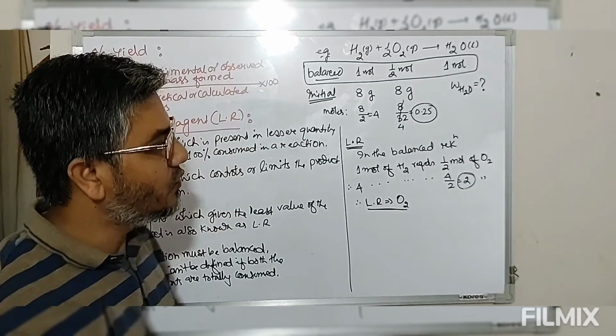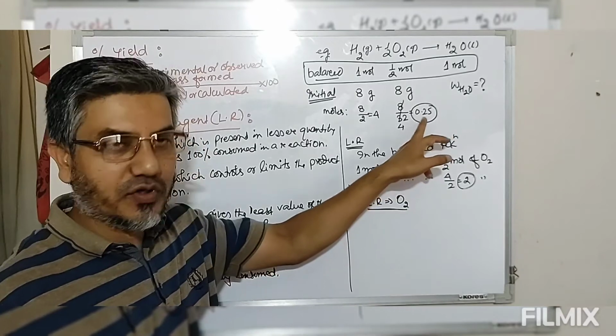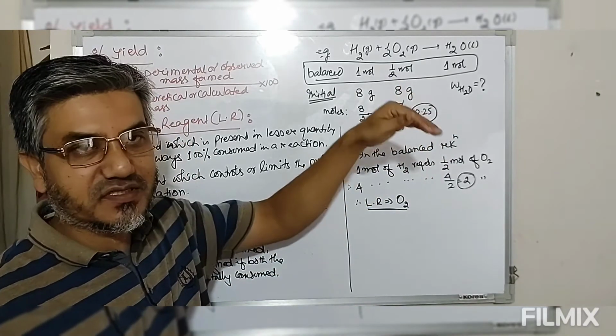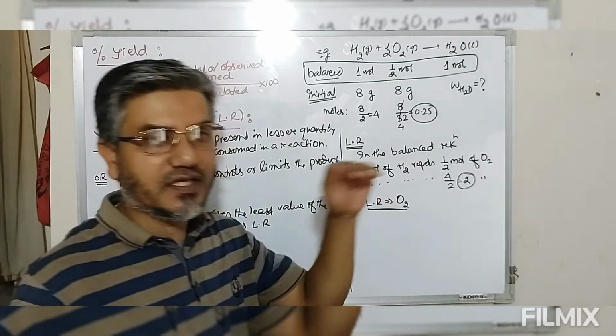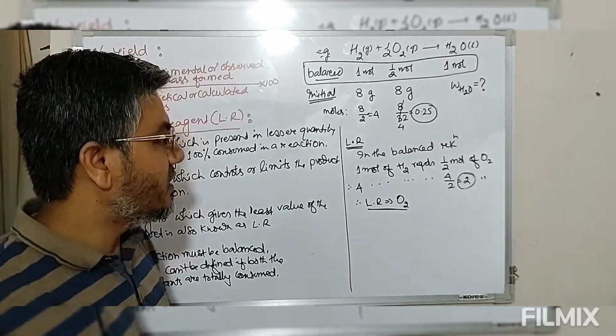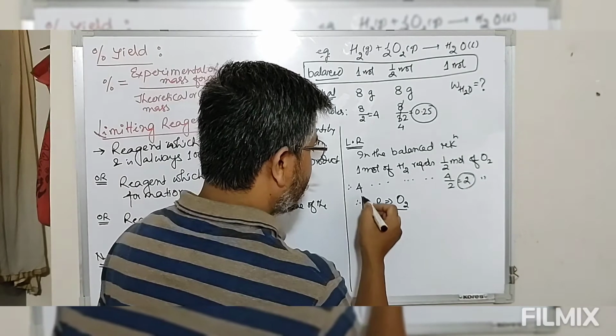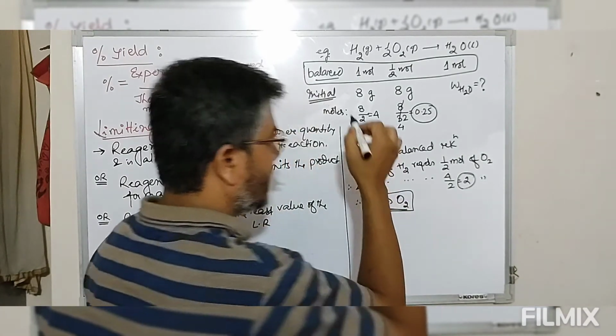We require 2, but given is 0.25. So that means oxygen is present in the lesser quantity. The one which is present in the lesser quantity is known as the limiting reagent. So we define oxygen as the limiting reagent.